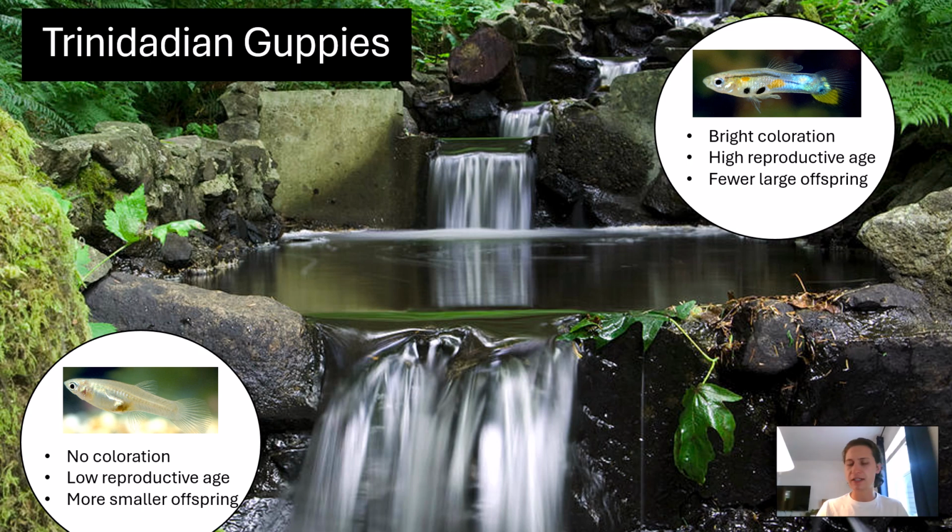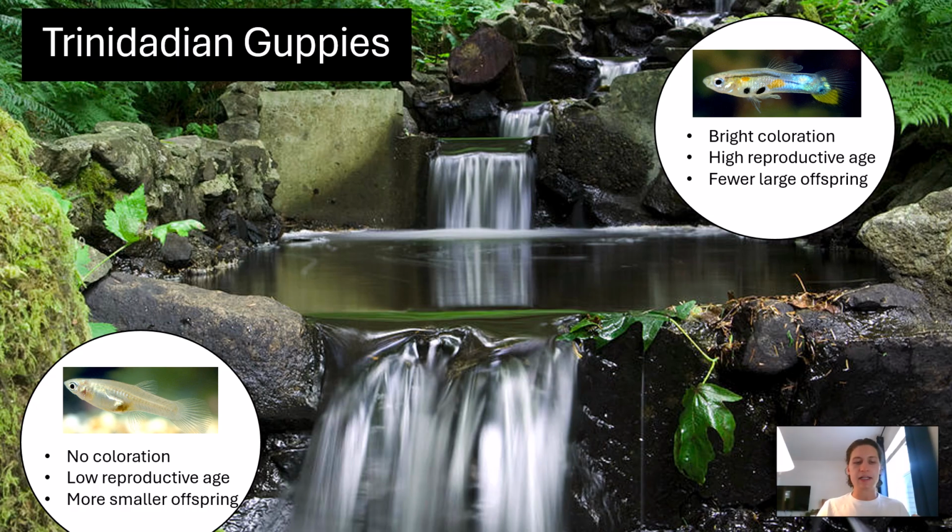I'll give you a second to think about that. Yeah, so hopefully what you came to was that the selective pressures in the different habitats led natural selection to select different traits. And you could probably go through and explain why these would be advantageous in a high predator area versus a low predator area.